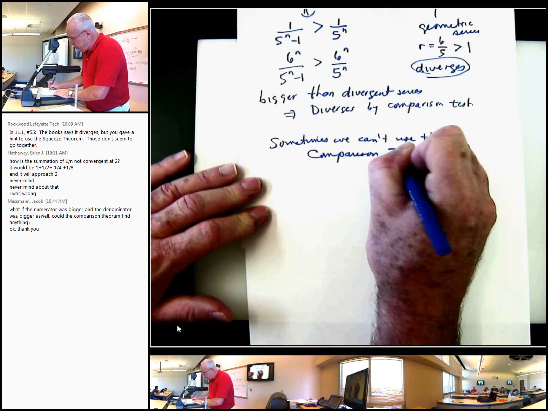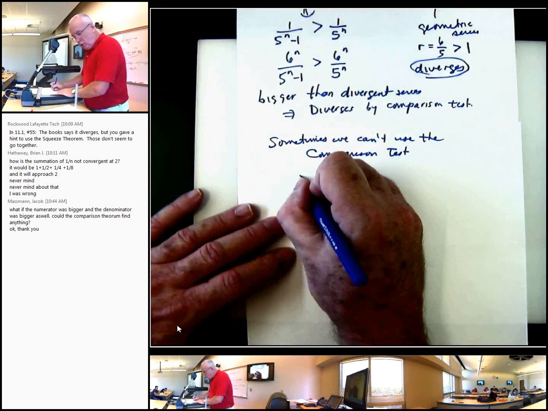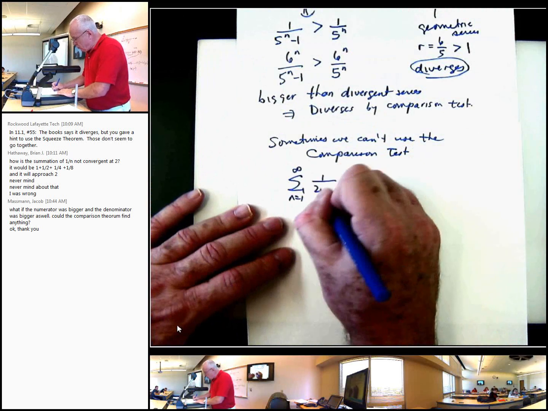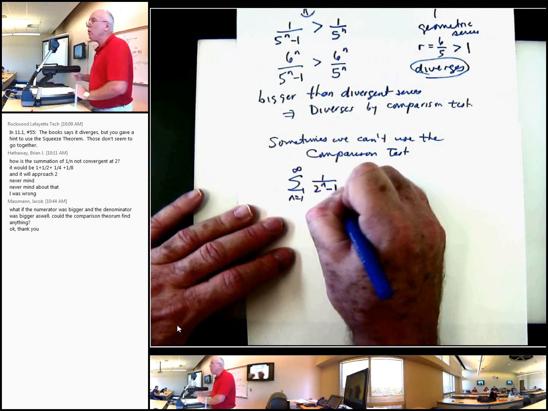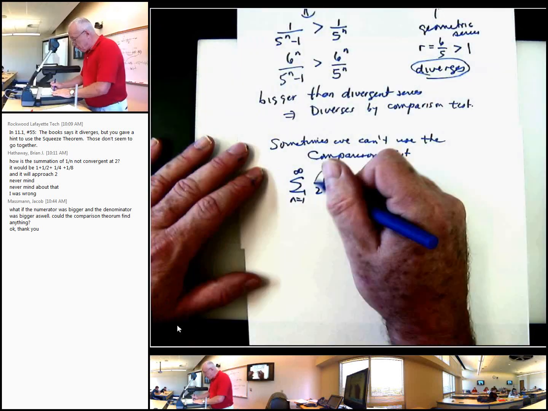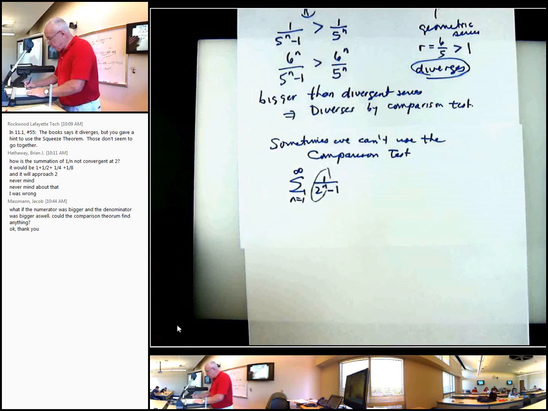Sometimes we can't use the comparison test. Here's an example. We're looking at the summation as n goes from 1 to infinity of 1 over 2 to the n take away 1. The obvious thing that we're going to compare it to is 1 over 2 to the n. Dominant terms.